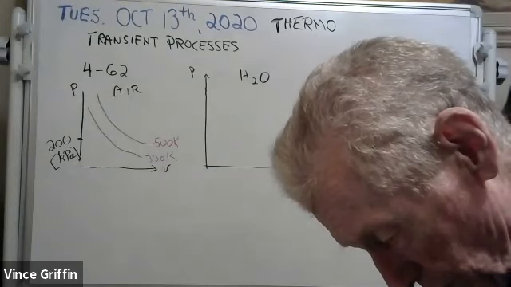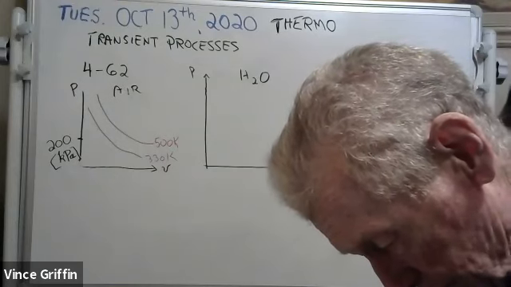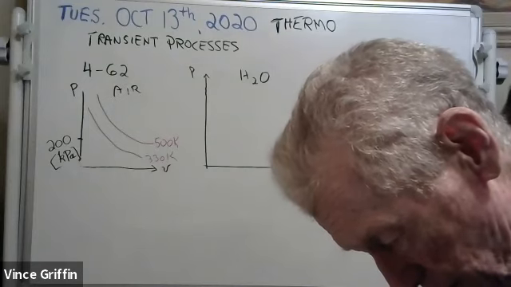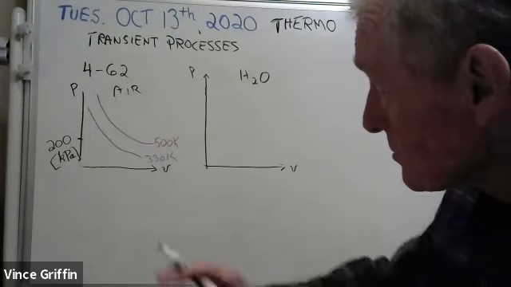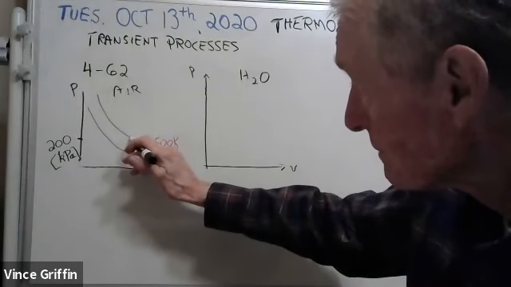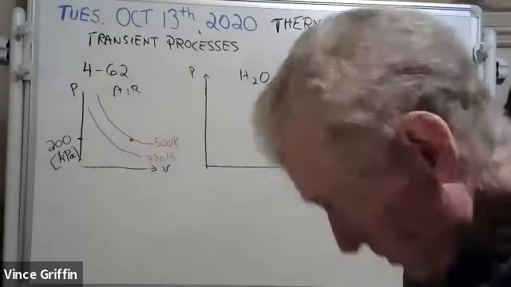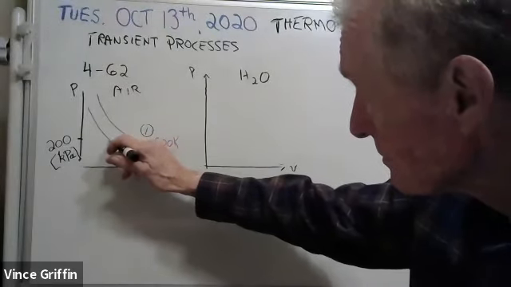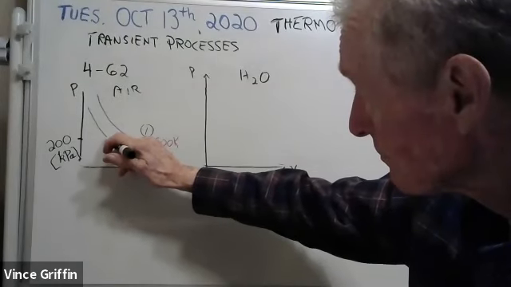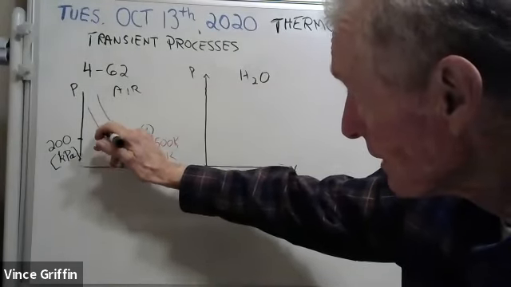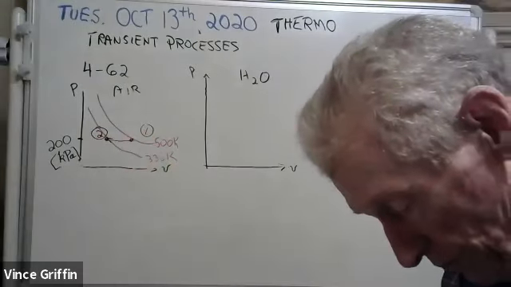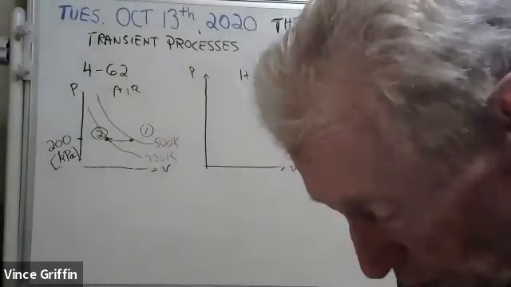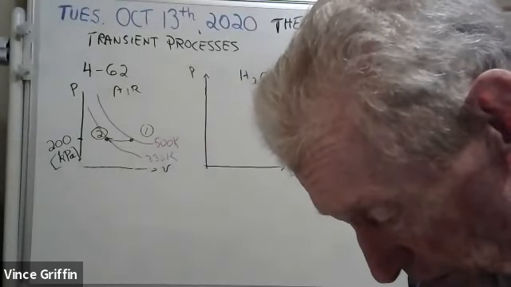It leaves at 330. It enters at 500 and it leaves at 330. So it enters at 500. This is state one. And it leaves at 330. Mohammed, did you have that process for the air on your PV diagram?